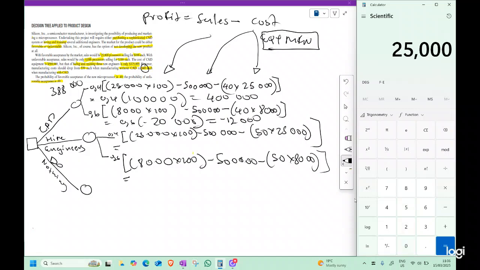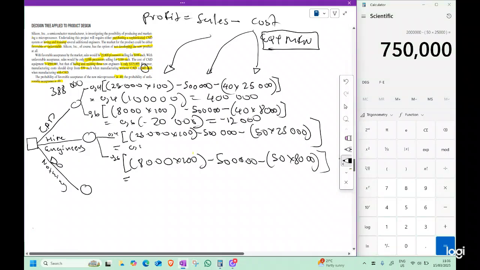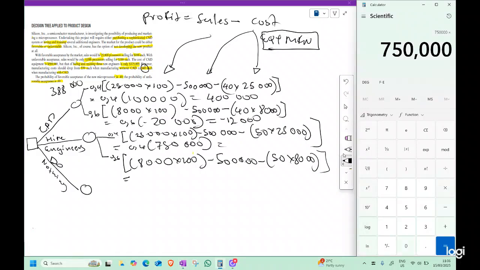25,000 multiplied by 100 equals 2.5 million, minus half a million, minus open bracket 50 multiplied by 25,000 close bracket equals 750,000. Does this mean 750 comes here? Yes. And 750,000 multiplied by 0.4, and you're getting 300,000 on the dot.